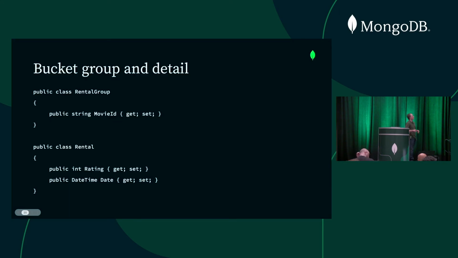How we specify this, though, is via two different types. We have our bucket group, which acts kind of like our meta field. In this case, we have a movie ID. And then we have our detail type. This is the subdocument that we're going to be storing. In this case, we have a rating and a date. The date's important because, as a time series way of storing data, we're going to need a date property somewhere.